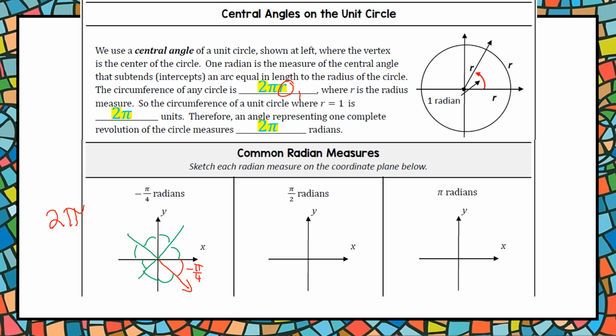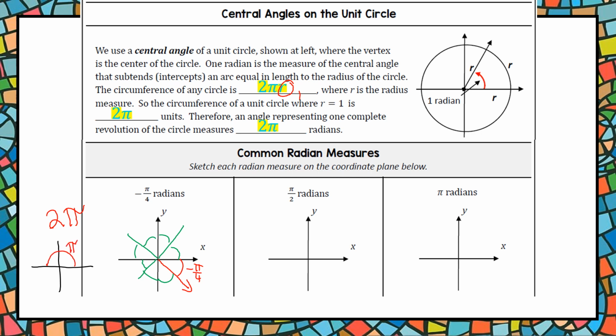You'd have 4 sections of pi over 4 on the bottom, that would be 1 pi, and 4 sections of pi over 4 on the top. Another helpful way to think about it is that if a full revolution is 2 pi, then a half revolution, half the unit circle from here to there, is going to be pi.